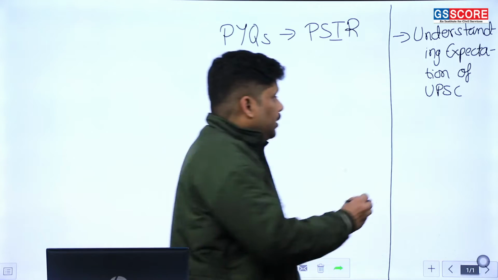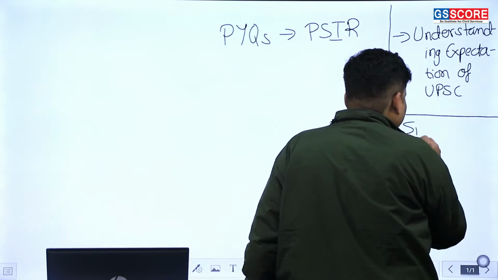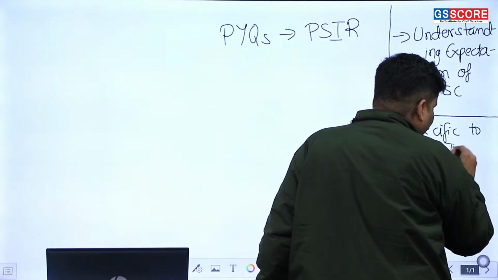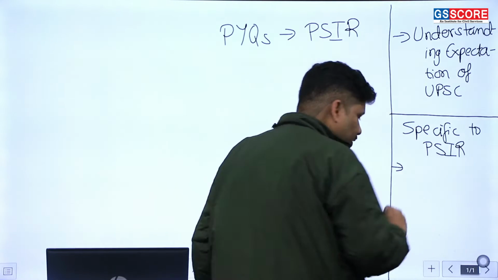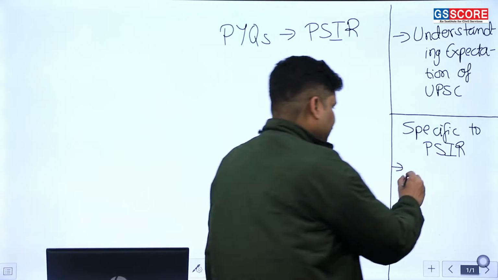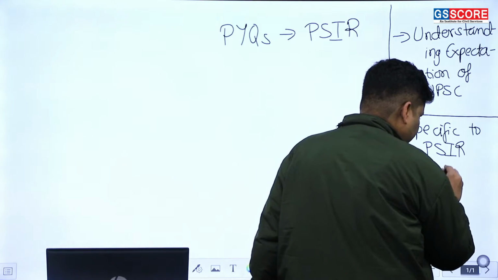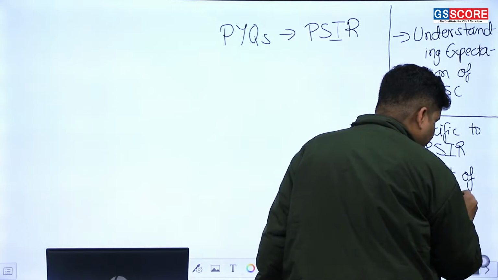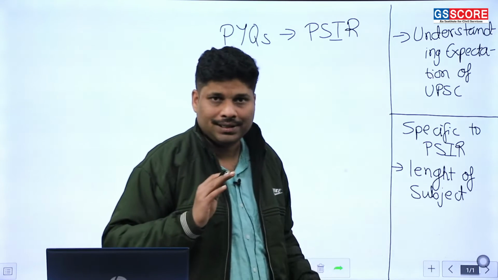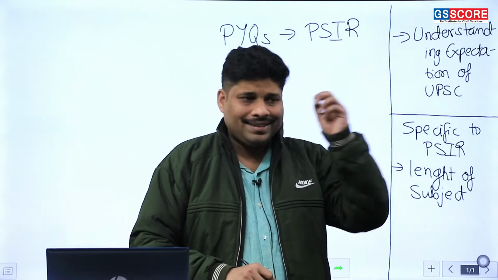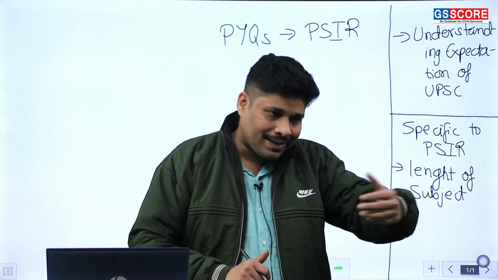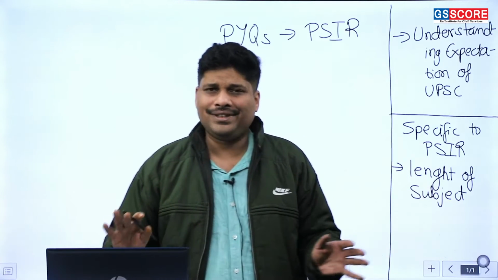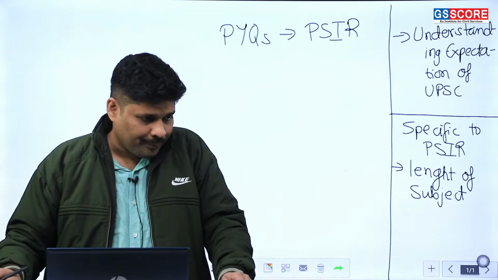If I take into consideration specifically PSIR, the first importance basically lies in the length of the subject. Now PSIR is one of the most lengthy subjects, I would say, when it comes to optional. There are benefits of it also, but there are some drawbacks also. The drawback is that it is very lengthy. I understand that.